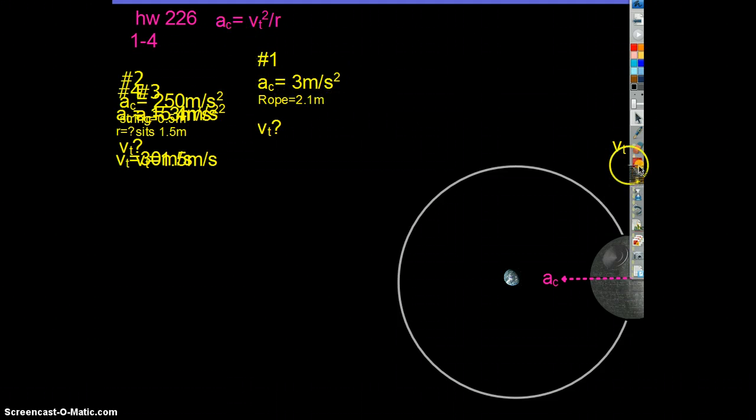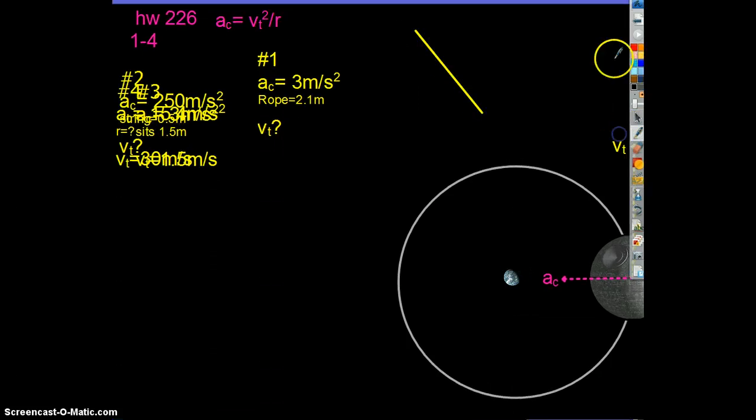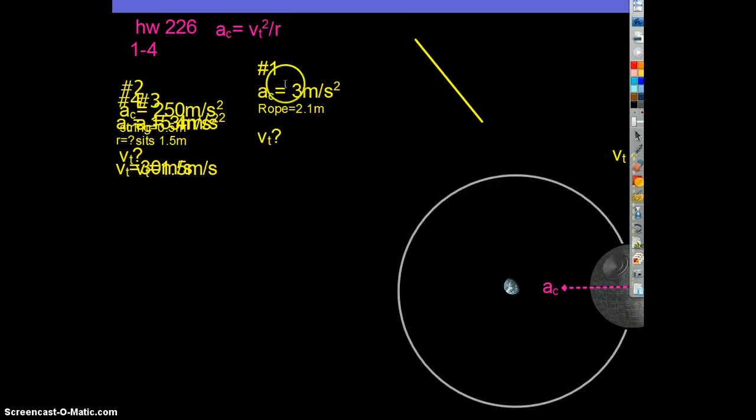The question to ask yourself is, when you're looking at a generic swing, is the length that they're reporting your radius? Well, if a swing is swinging through a motion like this, right? Sorry for the crooked line, but you get what I'm saying. As a swing swings through, yes, the length of the rope is the radius.